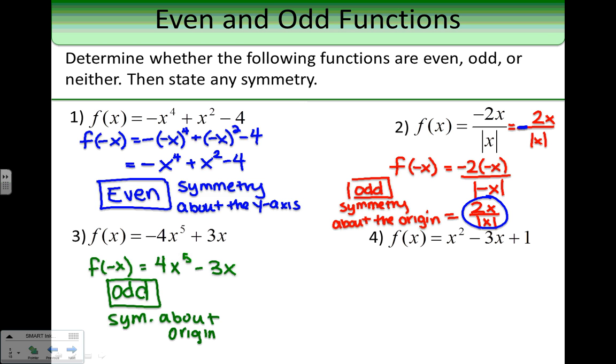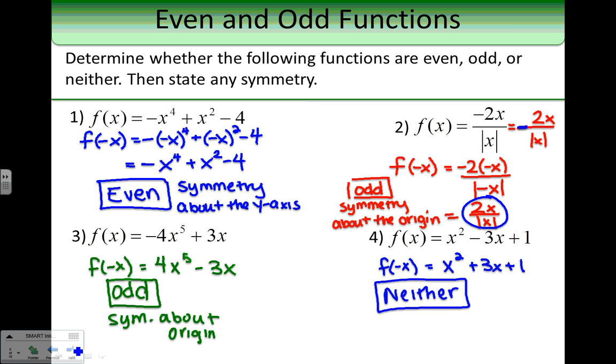In number 4, when you plug in negative x, you should have gotten x squared plus 3x plus 1. So the only thing that is opposite is the 3x. Everything else stayed the same. Okay, so it either needs to all be exactly the same or it all needs to be opposite. So since it's neither of those things, then it's neither even nor odd.